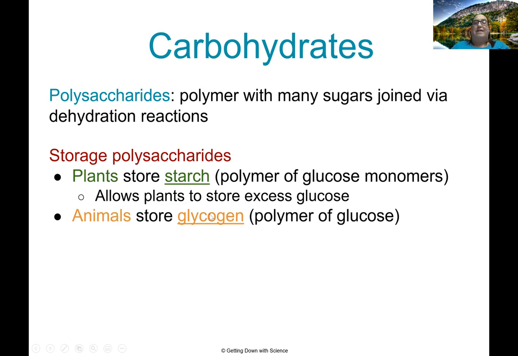Animals store glycogen, which is also a polymer of glucose. So we can't store our excess glucose as starch like plants do. We store it as glycogen. So if you were getting ready to have a big game the next day, sometimes the coaches or people who are advising you will talk about how you need to carbo load. They want you to go eat a whole bunch of pasta, something like that.